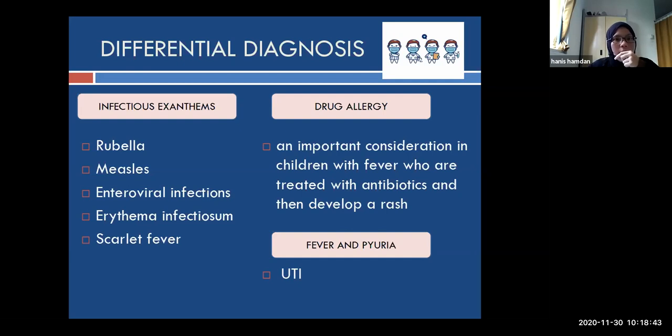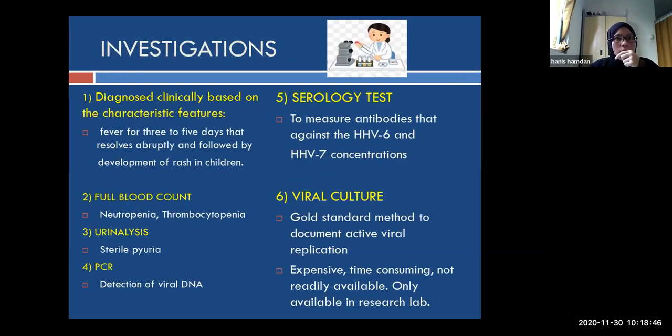As for investigation, usually roseola infantum is diagnosed clinically based on the characteristic features, which is fever for 3 to 5 days that will resolve abruptly and be followed by development of rash in children. But in order to confirm the diagnosis, we can do lab investigations such as full blood count. In full blood count, we expect that the patient has a low neutrophil level that can cause neutropenia. Some of the patients also may have thrombocytopenia. We also can do urinalysis. We expect that the patient will have sterile pyuria.